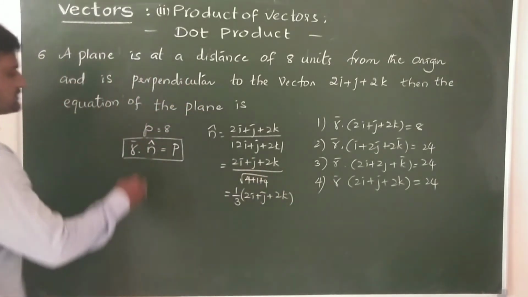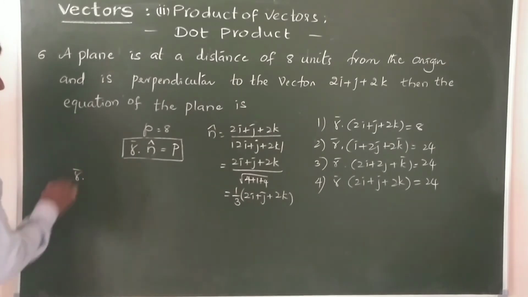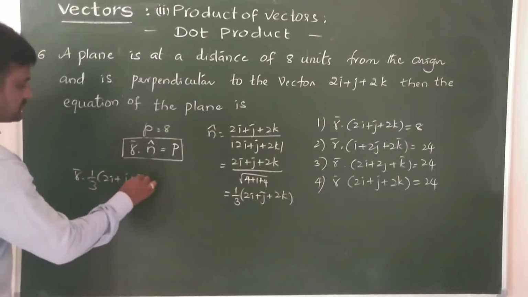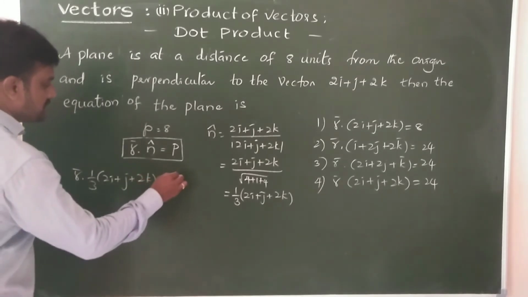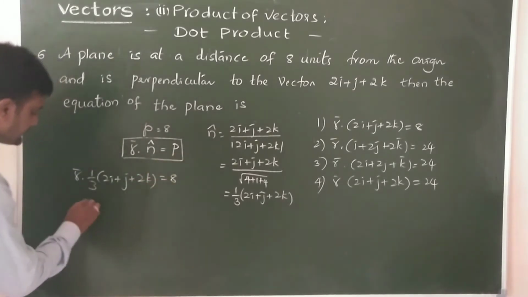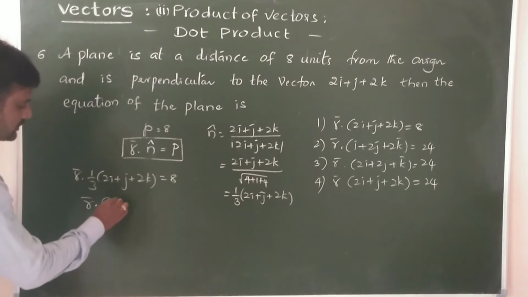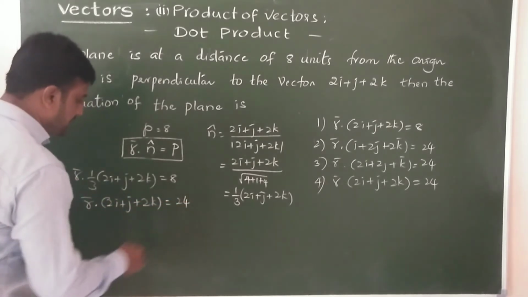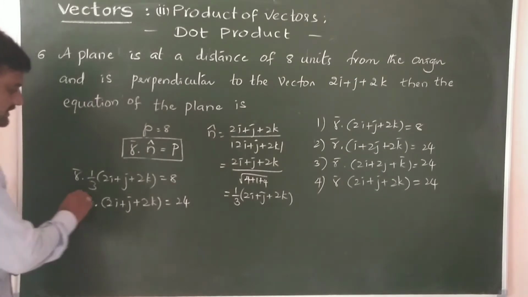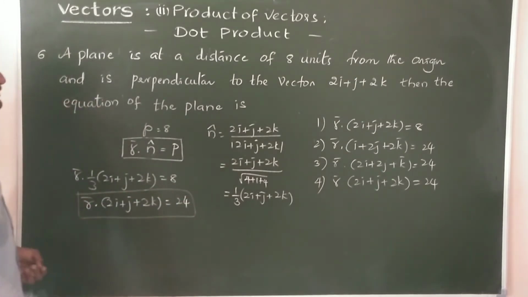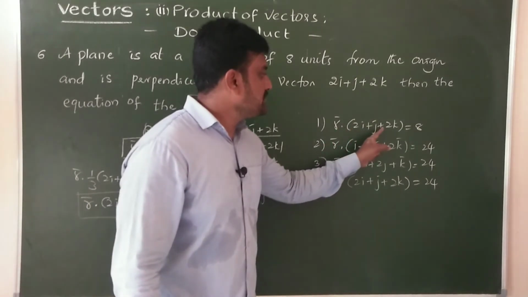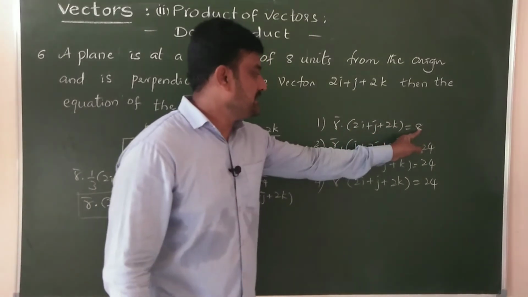Now substitute here: r dot 1 by 3 of 2i plus j plus 2k equals p, which is nothing but 8. Now r dot 2i plus j plus 2k equals 24. This is our equation of plane. Then which one? The first one is r dot 2i plus j plus 2k, but here 8 only.